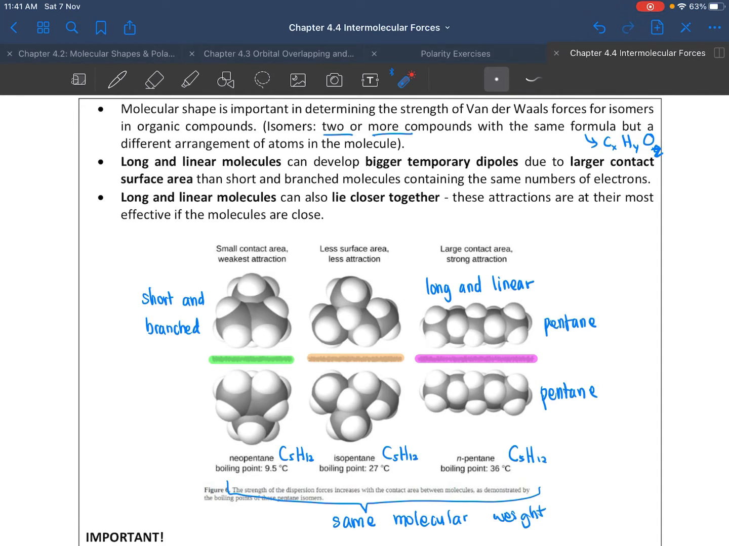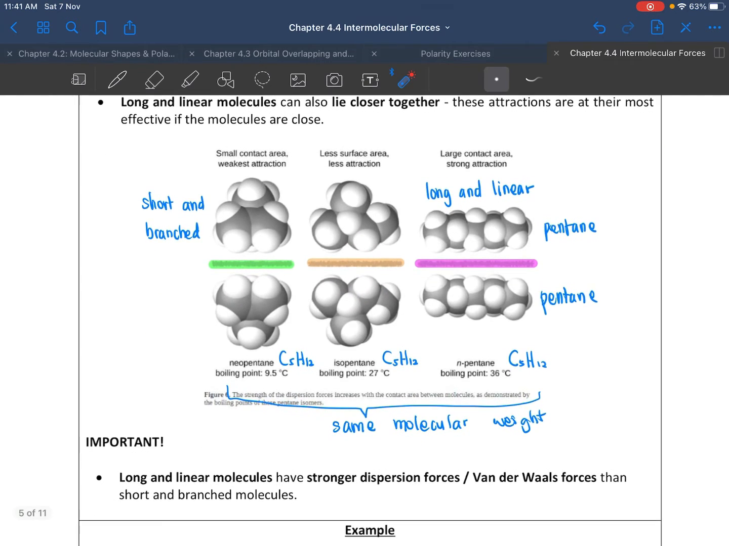If you place the magnets close together, they are attracted strongly. But if you put them far apart, you can only feel a slight pull. Okay, so that is the concept here. And important here, long and linear molecules have stronger dispersion forces, or van der Waals forces, than short and branched molecules. Yes, that is the reason why, when a long and linear molecule has stronger dispersion forces, that means the attraction here is strong. So its boiling point will be the highest compared to isopentane and neopentane.